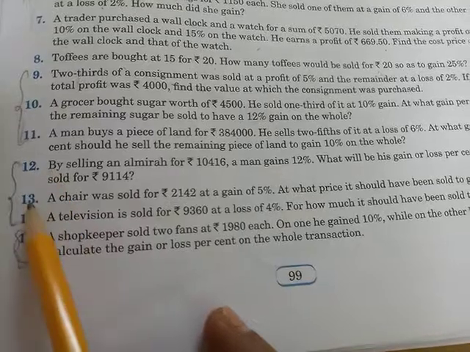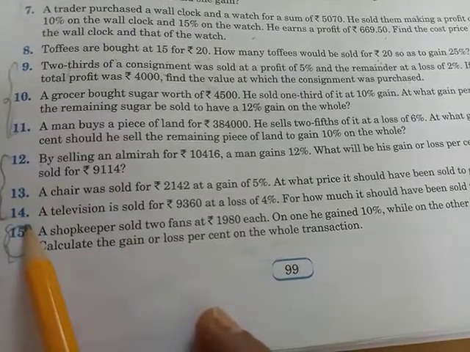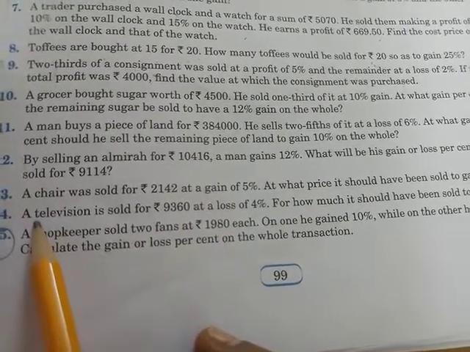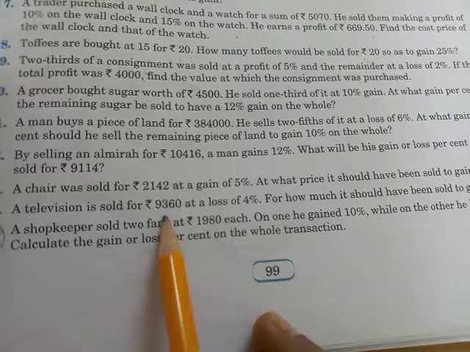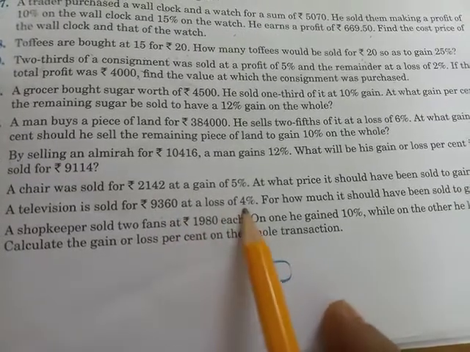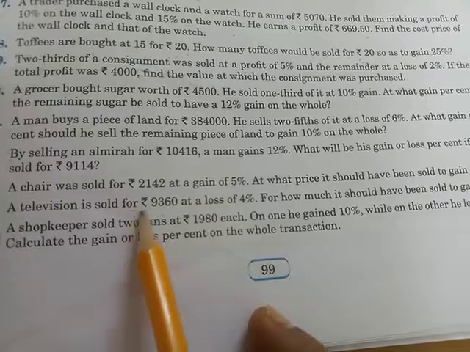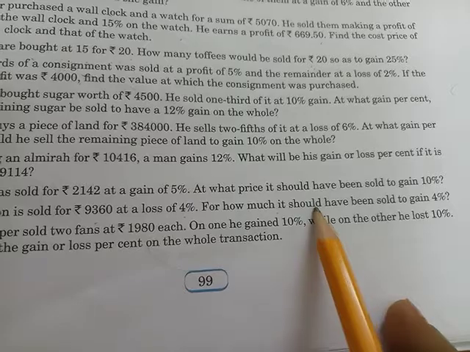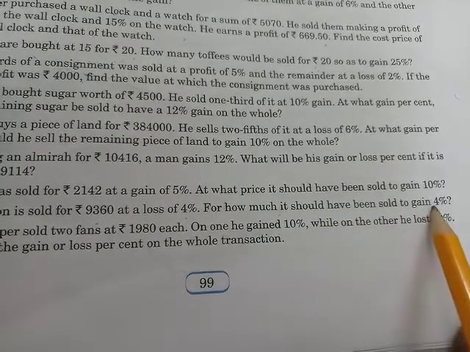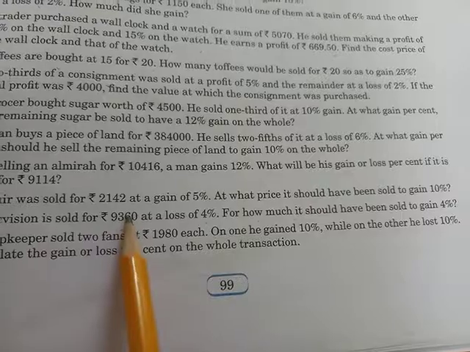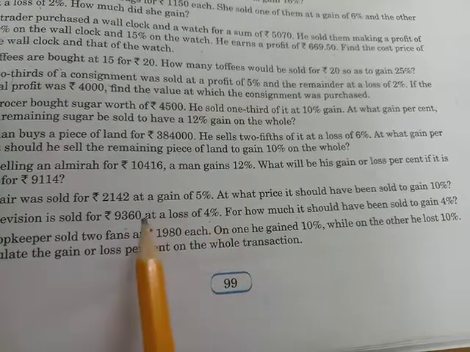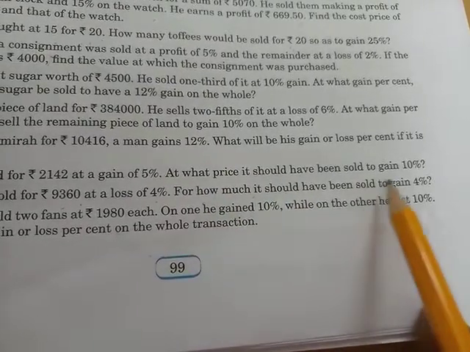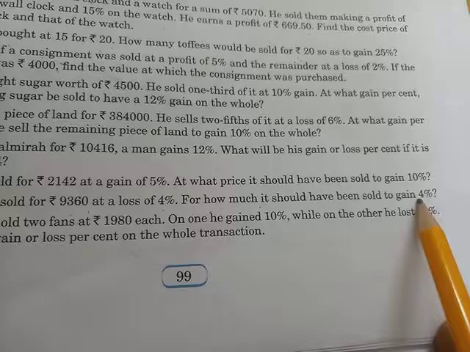Now questions number 12, 13 and 14 are of the same type. I discuss the 14th with you. 12 and 13 will be your homework. A television is sold for rupees 9,360 at a loss of 4%. So we are given the selling price and the loss percent. For how much should it have been sold to get a gain of 4%? So the loss percent is given and the selling price. Can we calculate the cost price firstly? And then we are looking for a new selling price when the gain is 4%.